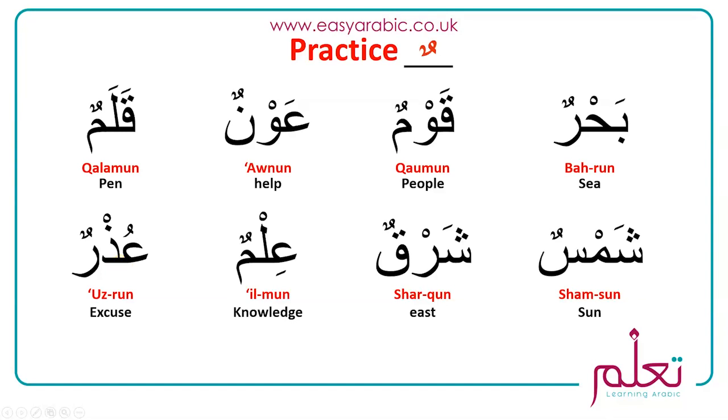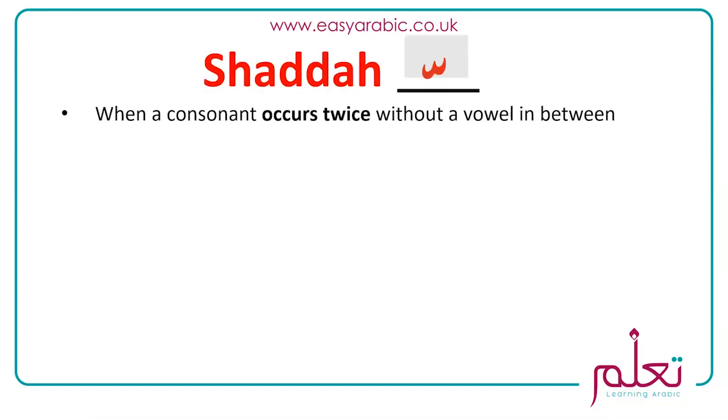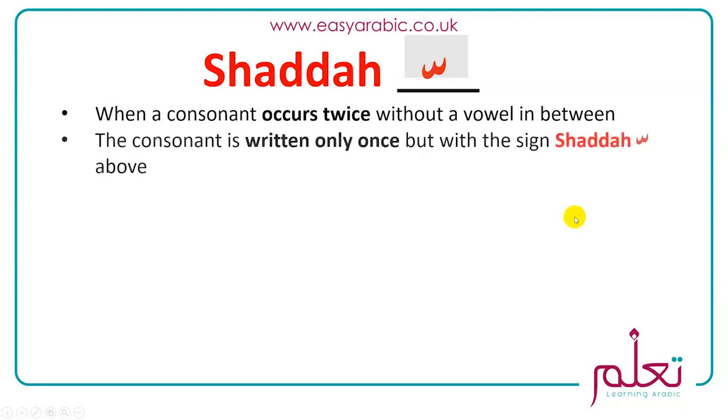Right, so the final topic is what we call shadda, which is the doubling of the consonants. So when a consonant occurs twice without a vowel sign in between, the consonant is written once and a sign is placed above it in the shape of a small W. Then you know it's the shadda. So when you see this, always think I need to do it twice. The pronunciation is also doubled.